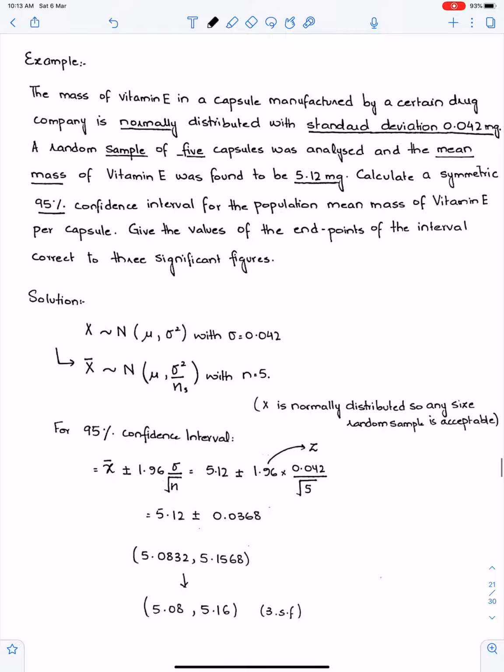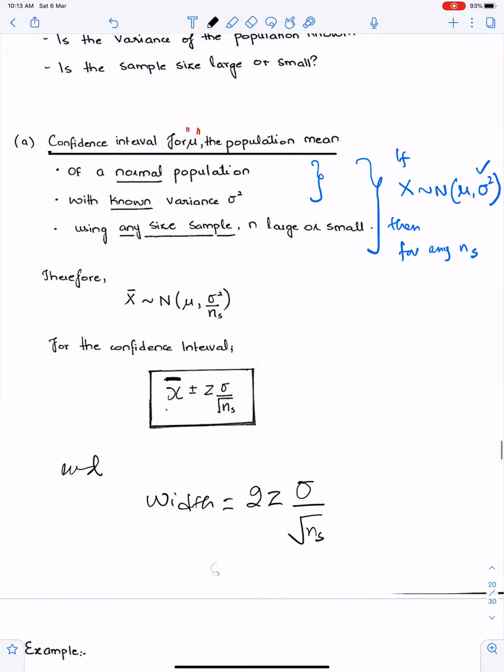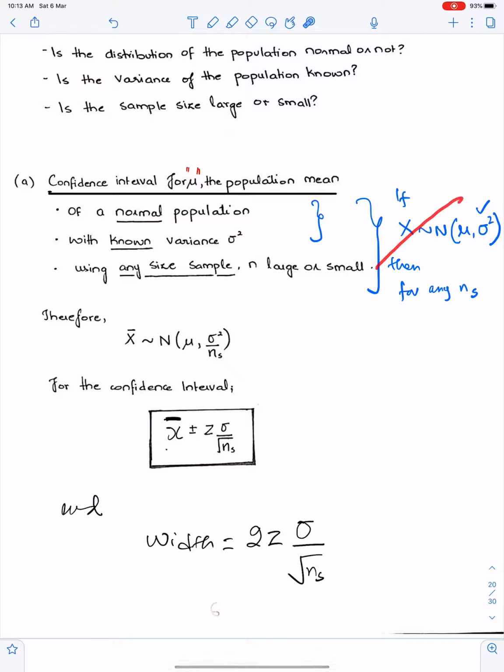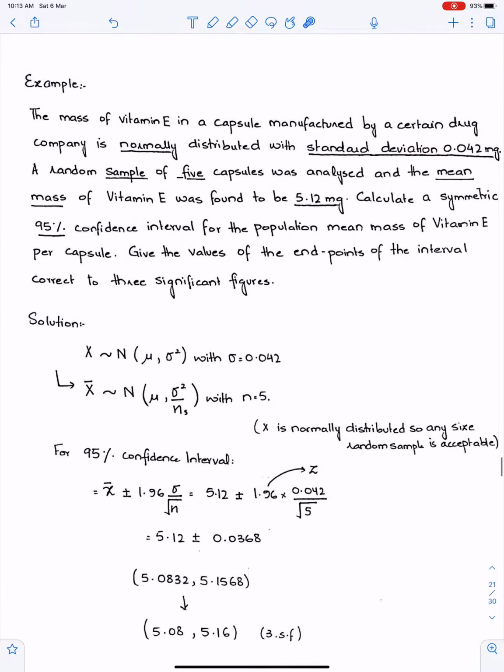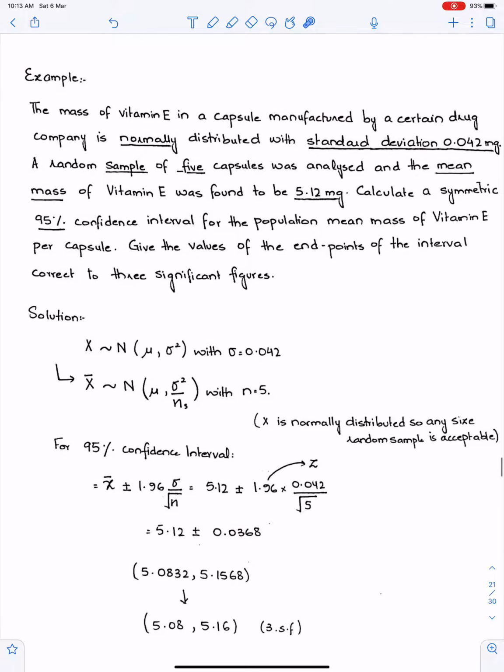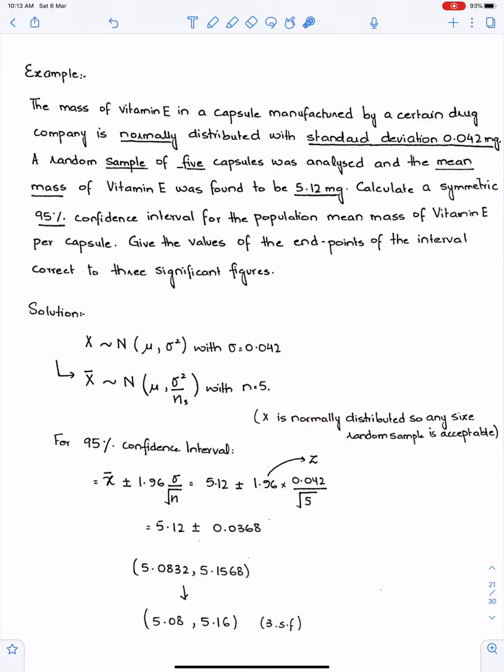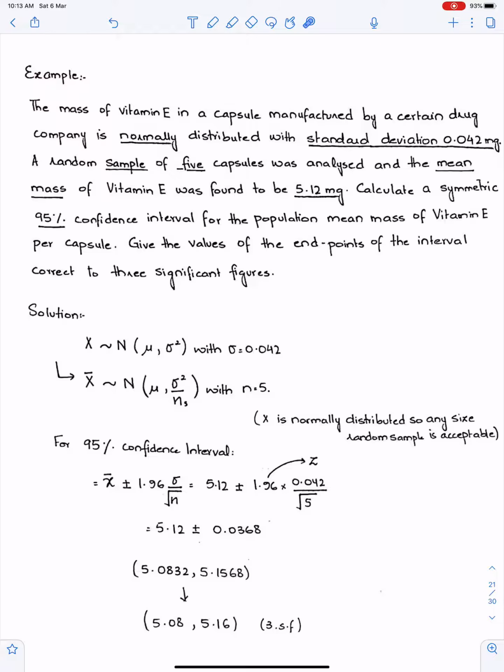Now this is an important example to understand this concept and to understand how to construct confidence interval for this information. So much hard work has been done on this PDF, and this student did amazing work.